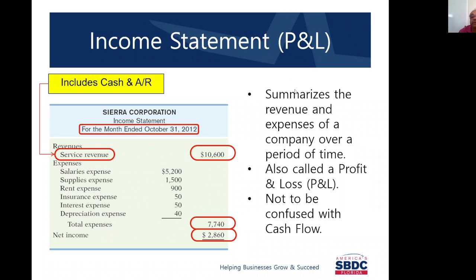the next piece here is the income statement. Like I said, it's the revenue, the profit and loss. Now you have to make sure that it does not include AR. That's the main difference between cash flow and P&L.